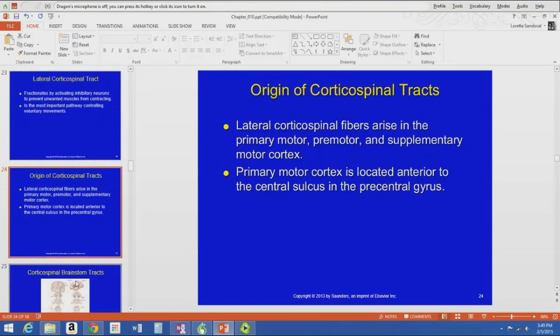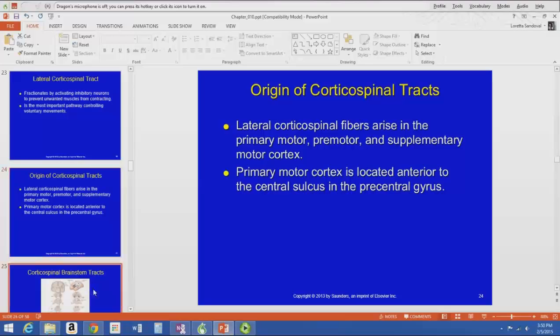So the lateral corticospinal fibers arise in the primary motor, premotor, and supplementary motor cortex in the cerebral cortex. Okay, it talks about the location of the primary motor cortex, and we're going to talk more about that in the cerebrum chapter. So I'm not going to test you on this, but it's located anterior to the central sulcus in the precentral gyrus. The sensory association areas are just posterior to that.